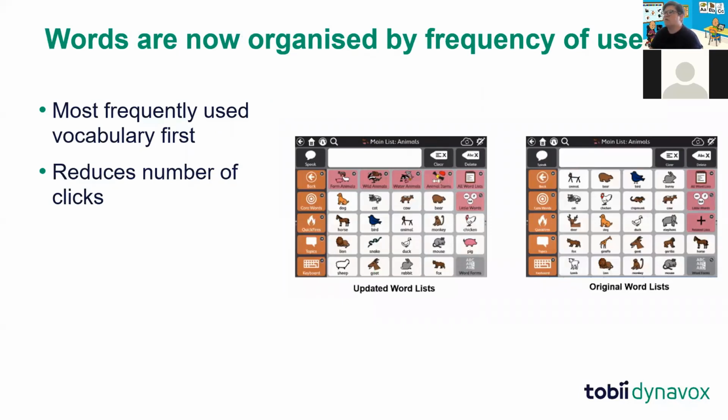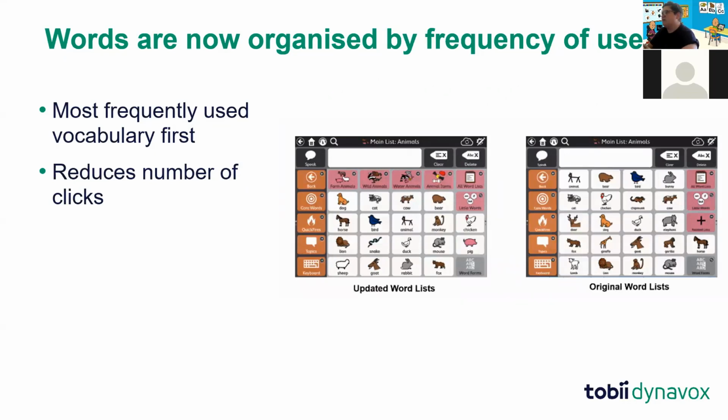So the updated word lists are now organised by frequency of use. They were previously, as I mentioned, organised alphabetically, and originally that decision was taken as it made it more transparent for literate communication partners. So it focused a bit on those partners that were modelling, and from that initial user feedback, those that were modelling found it much easier to find vocabulary when it was listed alphabetically.